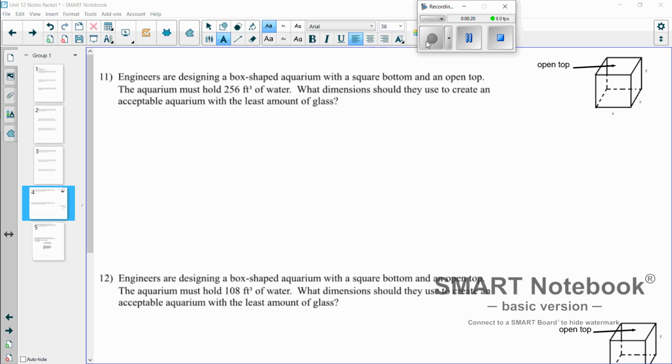Number 11 and 12 are super similar. Number 13 and 14 are super similar as well. So it's going to look a lot like yesterday. We have to find a minimum or maximum, right? We're going to draw a picture, we're going to set up the derivative, we're going to solve for the derivative when it equals 0, etc., etc. This is how you optimize.